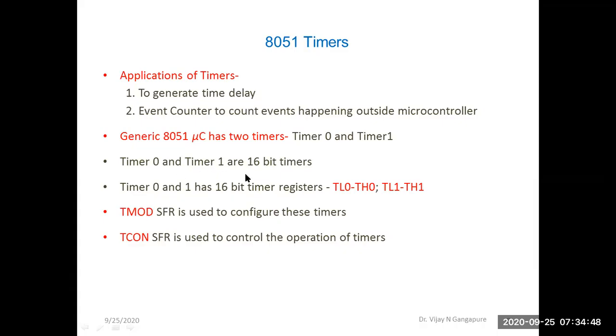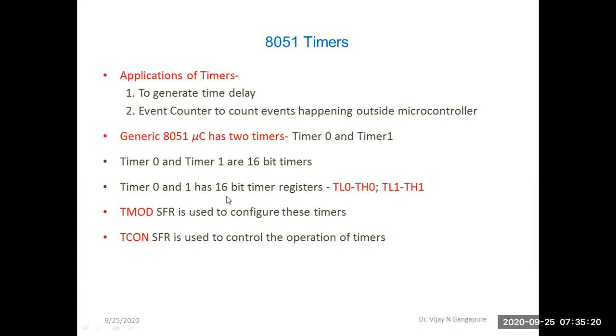To hold this count while counting, timer 0 and timer 1 have 16-bit timer registers: TL0 and TH0 for timer 0, and TL1 and TH1 for timer 1. TL0 and TH0, both registers, are 8-bit registers, so total 16-bit. TL0, TH0 16-bit, and TL1, TH1 16-bit timer registers.